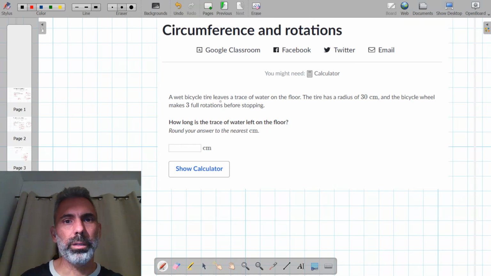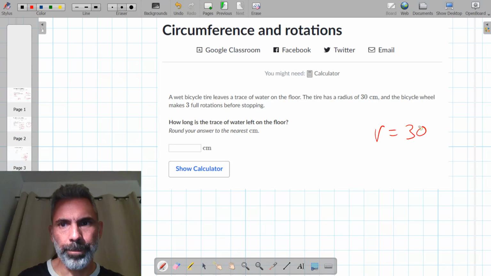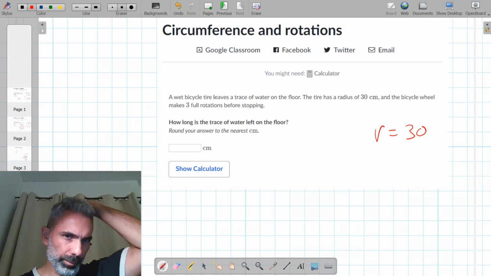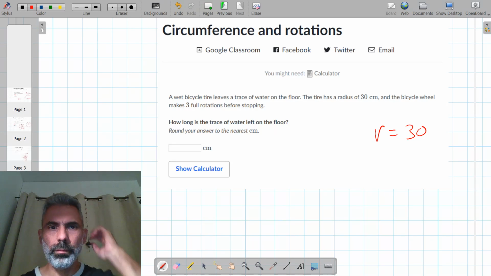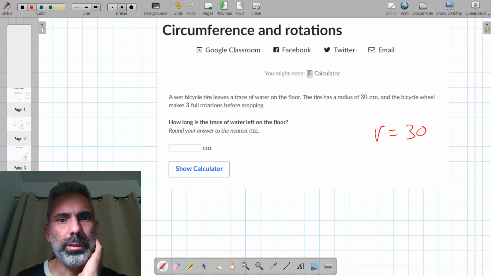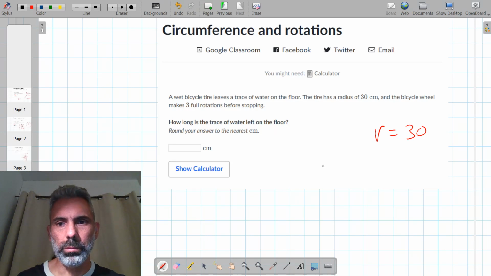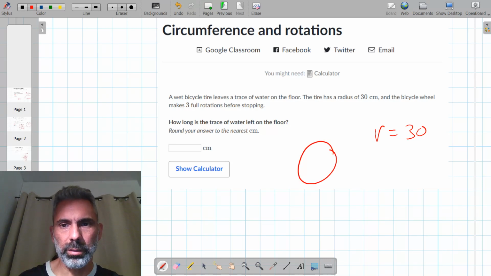A wet bicycle tire leaves a trace of water on the floor. The tire has a radius of 30 centimeters and the bicycle wheel makes 3 full rotations before stopping. Okay, how long is the trace of water left on the floor? Round your answer to the nearest centimeter. So 1 rotation is the circumference of the tire. So this is the tire.